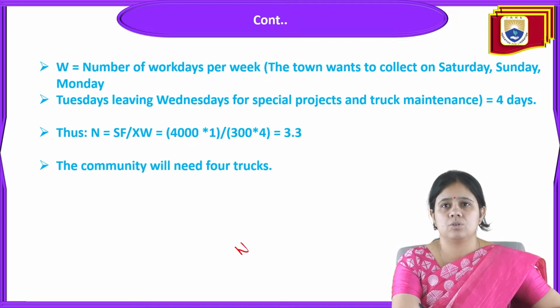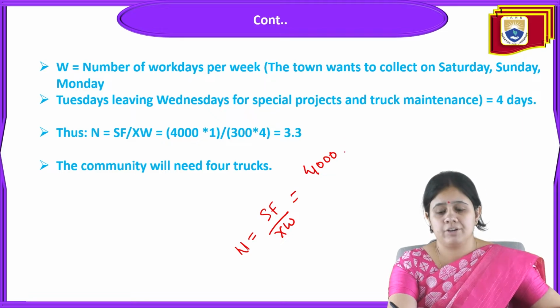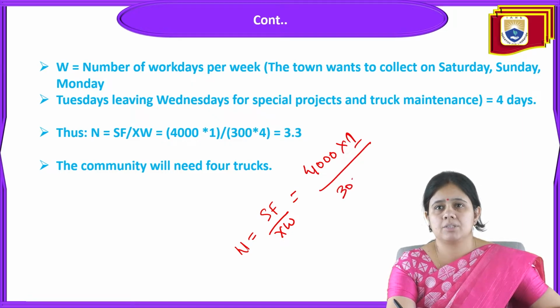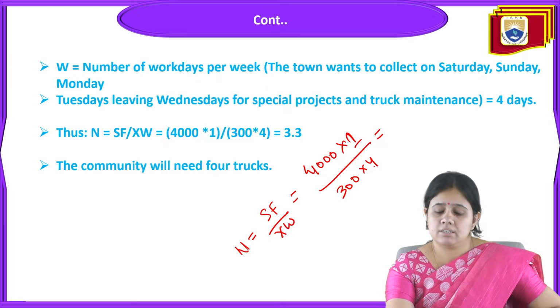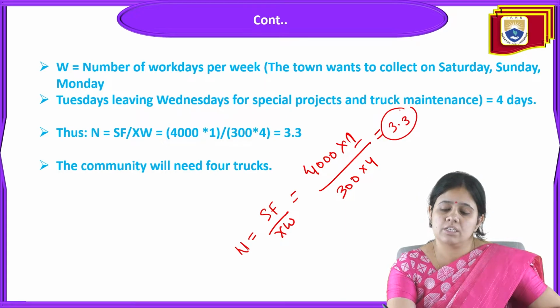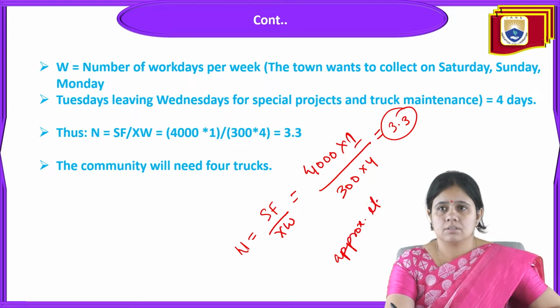N is equal to SF into X, W is equal to 4,000 customers you have to serve, into one, because it is once weekly, divided by 300, the capacity of the whole truck, into 4, because 4 threes are 12, and it will come to 3.3. So 3.3 means approximately it needs 4 trucks.